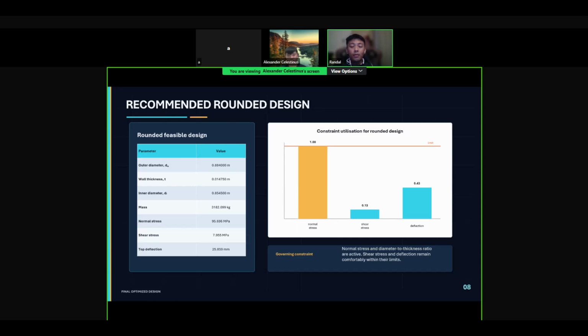The normal stress factor of safety is 2.403, which is slightly higher than the minimum requirement value of 2.4.